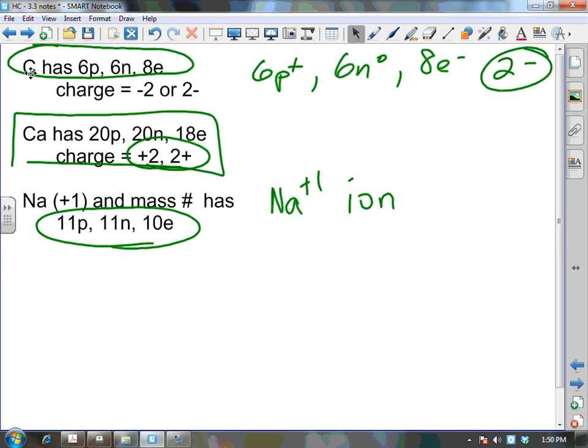So as you look at different examples in the book, that's what we've just got to be familiar with. What's the identity of the element? Once we know the identity, we know protons. If we know protons, we can probably figure out electrons, whether or not there's a charge or no charge. And then the last remaining piece would be the number of neutrons, which we would get from the mass number.